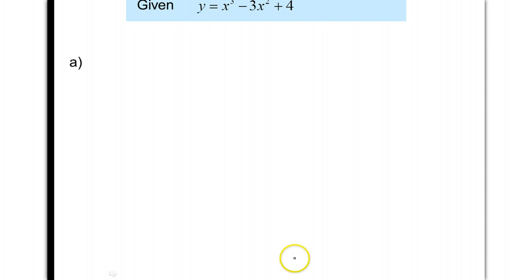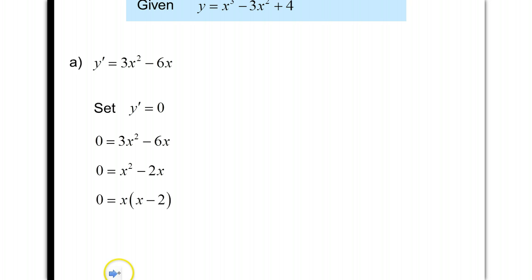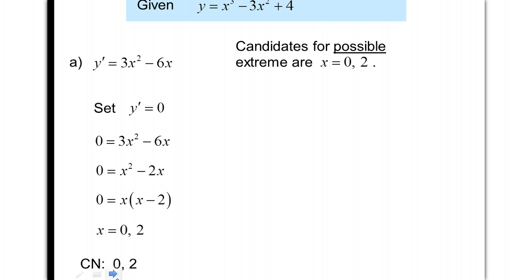Now, to show you how this test works, I'm going to go through an example with you. We're given the function. This is a cubic function, a polynomial, y equals x cubed minus 3x squared plus 4. It's smooth and continuous, which means it's differentiable everywhere. The first thing you'll want to do is find your derivative, set your derivative equal to 0, and solve. You come up with x equals 0 or 2. These are your critical numbers. I also like to call them candidates. These are your candidates for possible extrema.